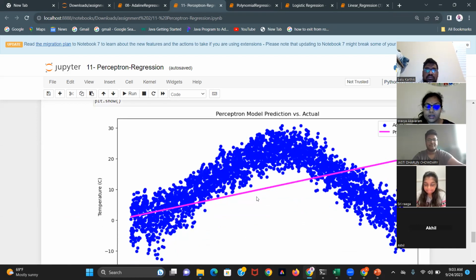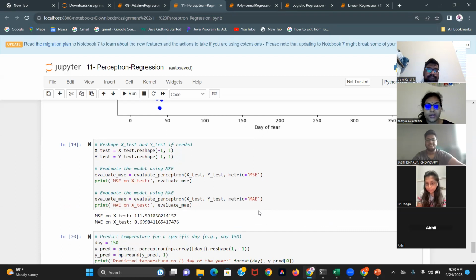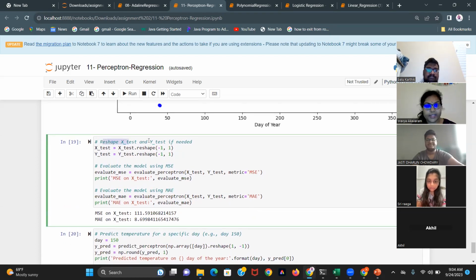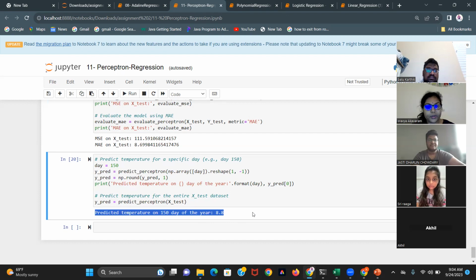Here we can see it's a normal prediction line, where the pink line represents that and the actual line is represented in the blue color. When it comes to the reshaping of the X set and Y set, it's if needed. Here we can see the result is 8.69 something. And here in the end, we can say that the predicted temperature on the 150th day of the year is 8.8.